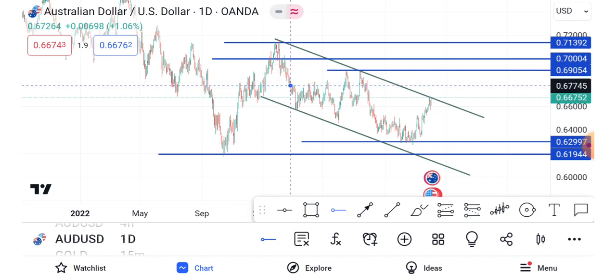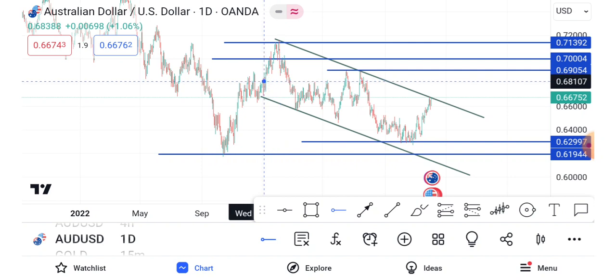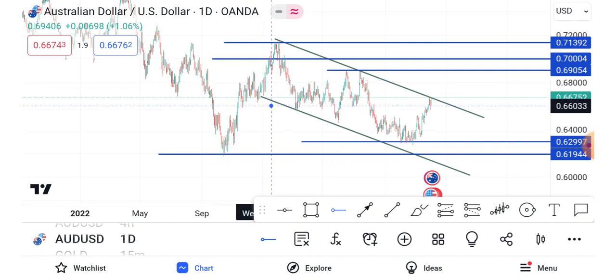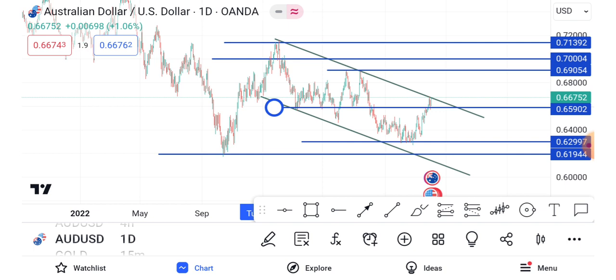Here we can also see another area that has been tested multiple times by the market. You can clearly see that this is another area right here. Now we can see that on a higher time frame the market is giving us sell signals.